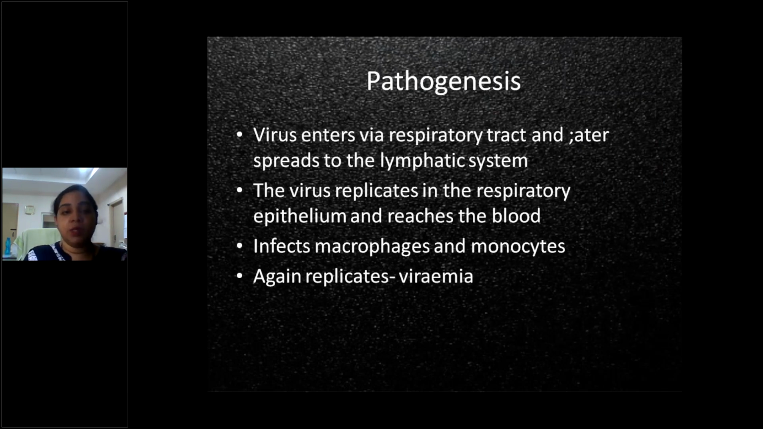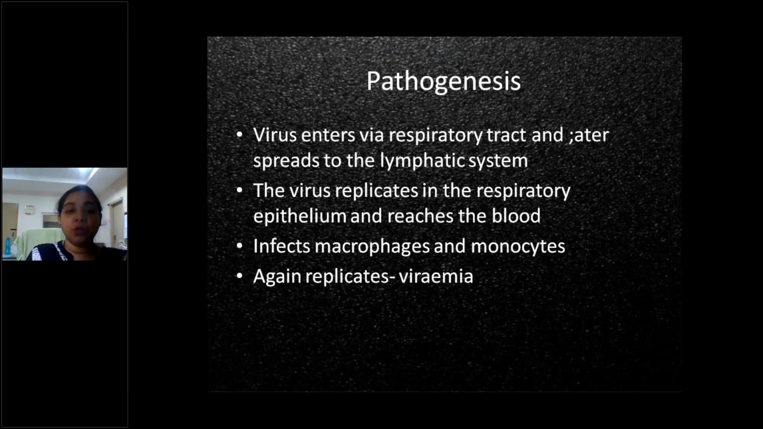Next, pathogenesis. So how does the virus enter? Airborne, so through the respiratory tract. The virus enters the respiratory tract and later spreads to the lymphatic system. After that, it replicates in the respiratory epithelium and reaches the blood, infects macrophages and monocytes, and replicates again to cause viremia.